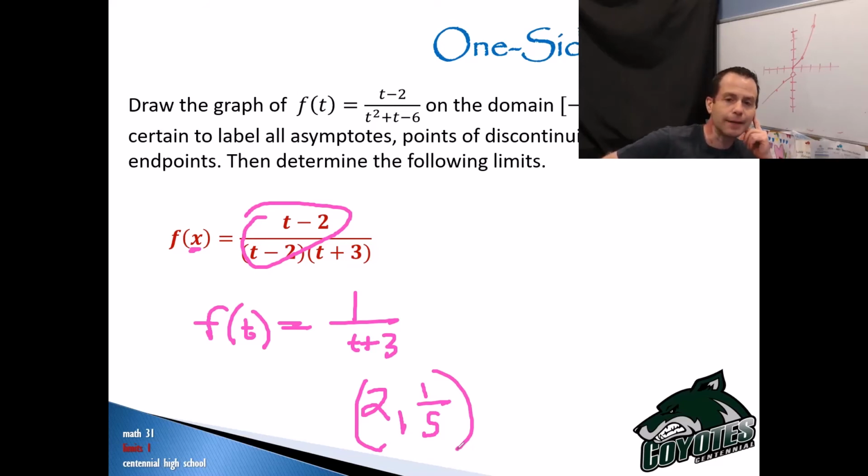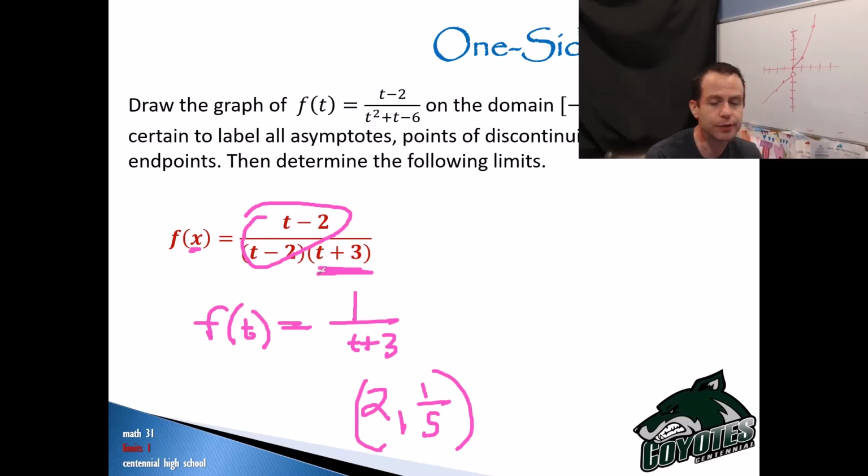I also have a vertical asymptote at, sorry, I shouldn't have said x there. I should have said t. I just listened to myself. I need to listen to myself a little bit more often. Okay, so t equals 2. I have a vertical asymptote at t equals -3. I don't have an x-intercept because I don't have a factor on the top by itself. I have a y-intercept. I could plug in 0 for t and I'd get out 1/3. So I know I have a y-intercept at 0, 1/3.